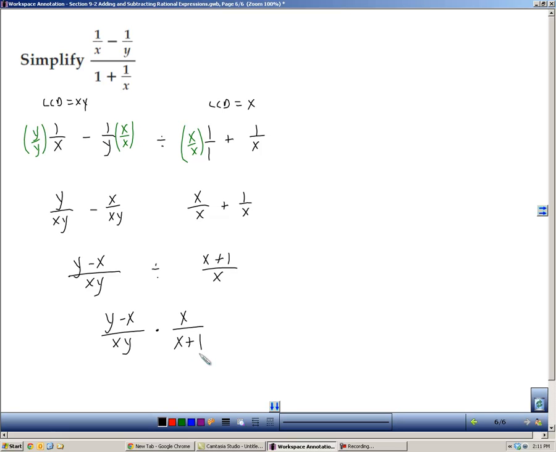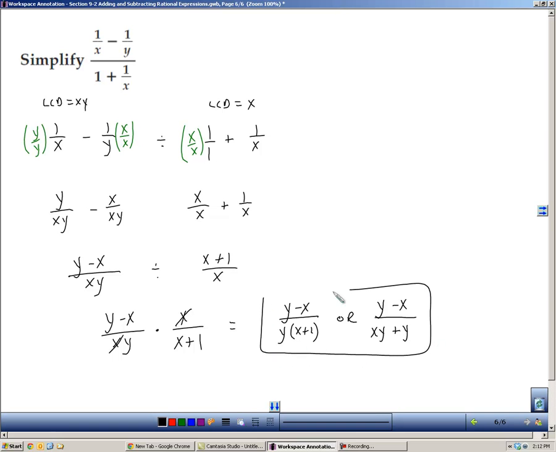and see if anything cancels. Well, I have an x factor here and an x that's a factor here, and I believe that's it. So on top I'm going to have y minus x. On the bottom I'm going to have y times x plus 1. Now you could rewrite that as y minus x over xy plus y by distributing the y. Either one of these is acceptable.